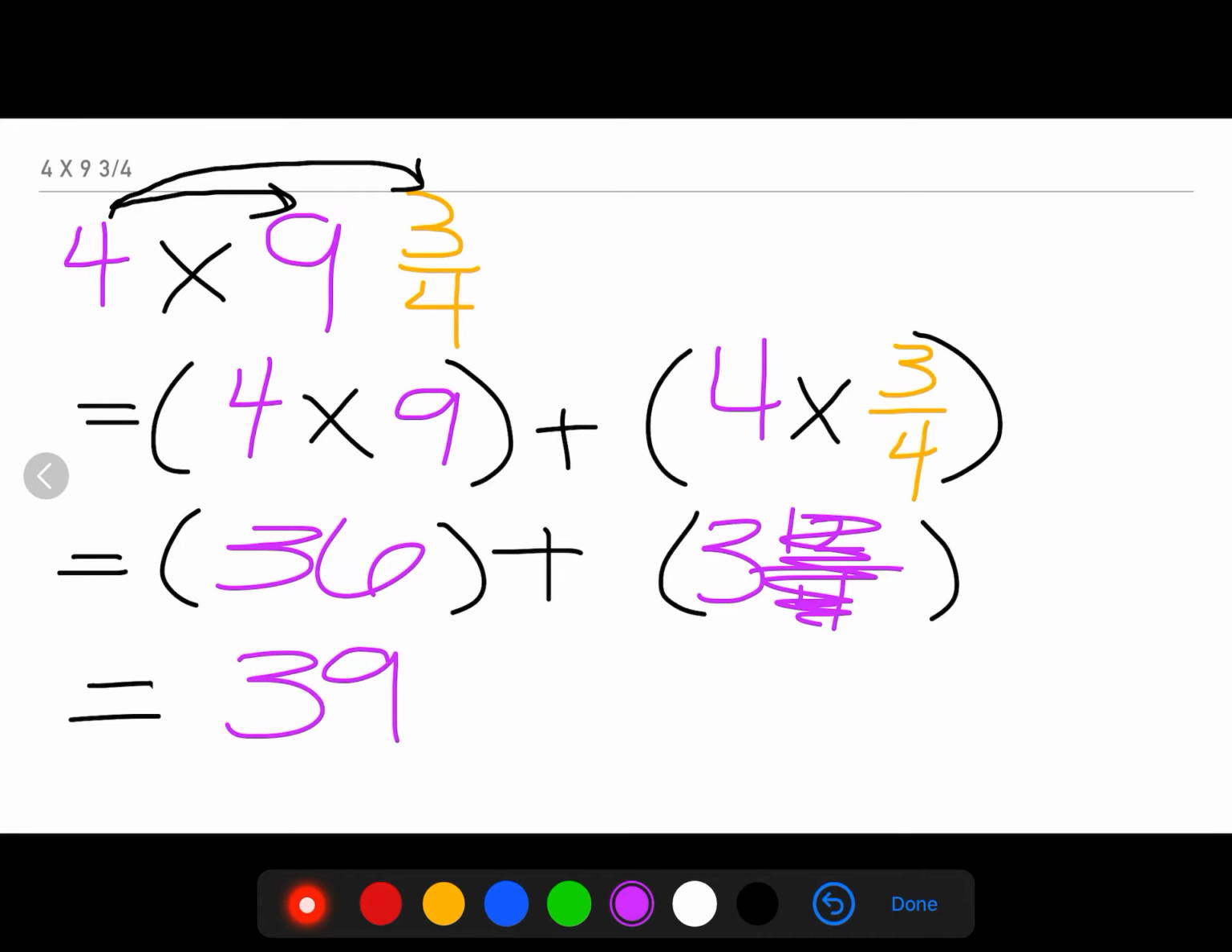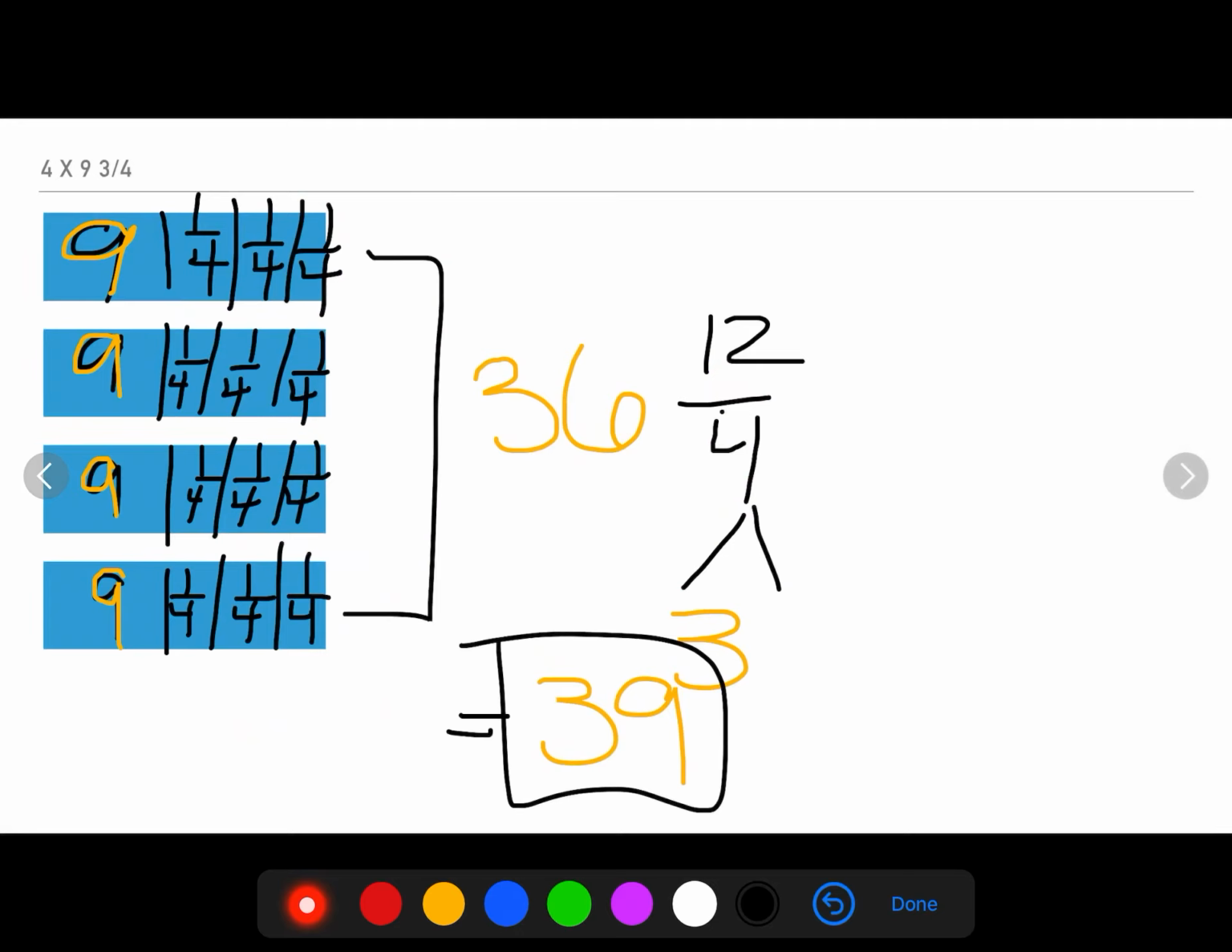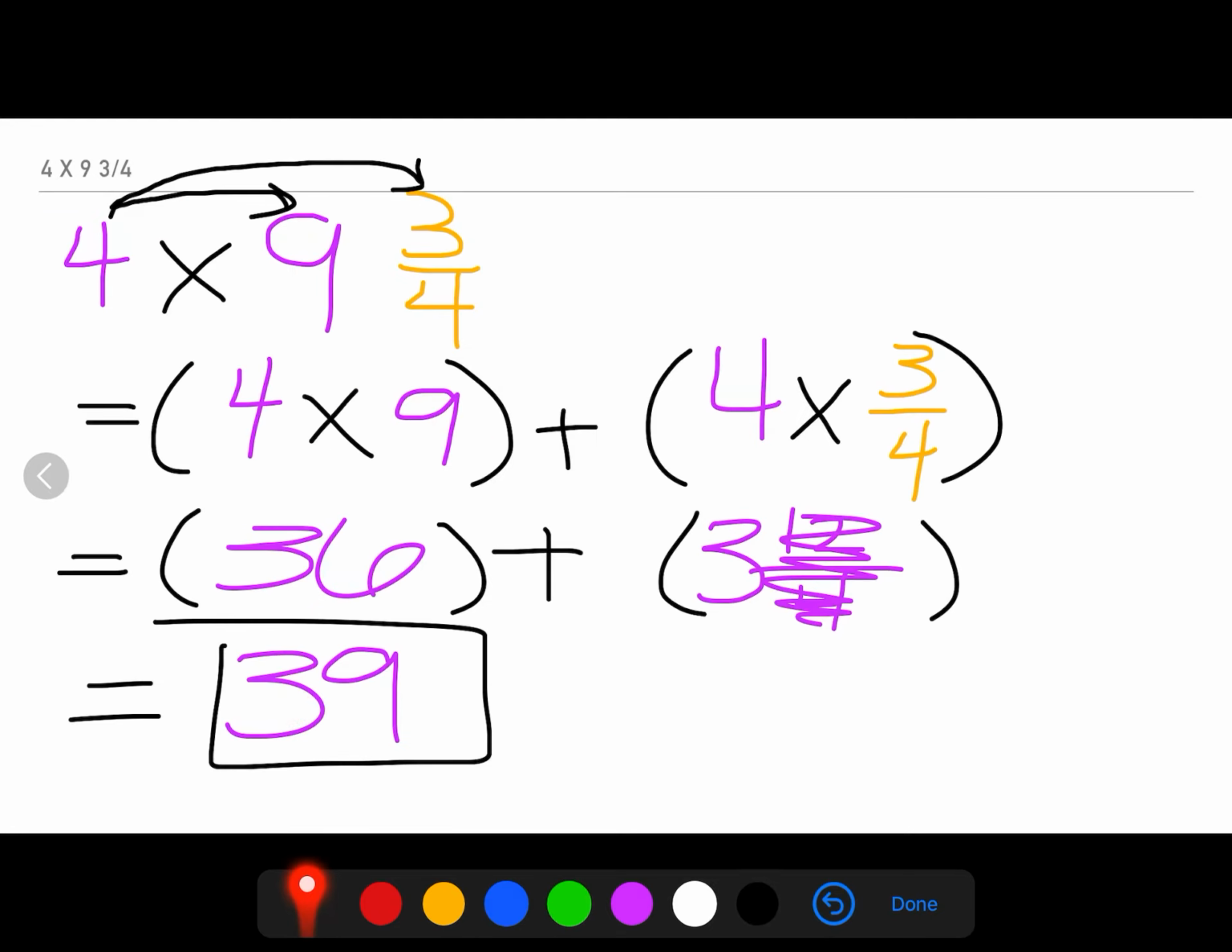Wow. Awesome thinking, you guys. I got 39 too. In both of our equations, we had 39 as the product. In today's lesson, we learned how to use the distributive property in addition to the area model strategy in order to multiply a whole number by a fraction.